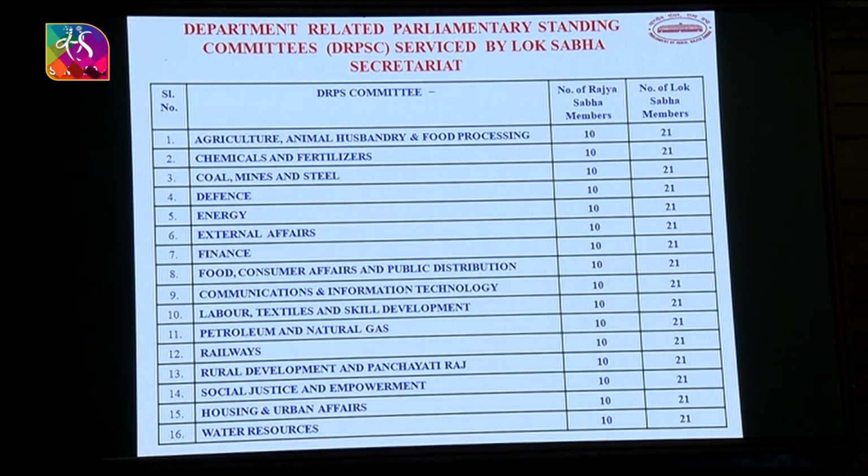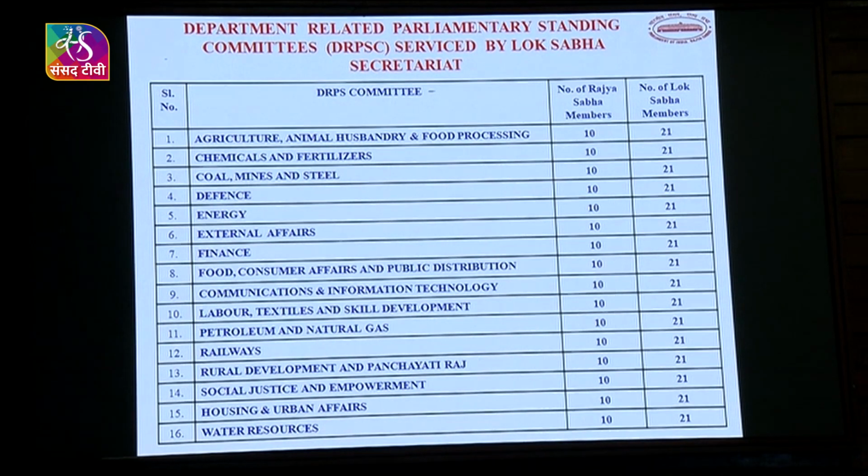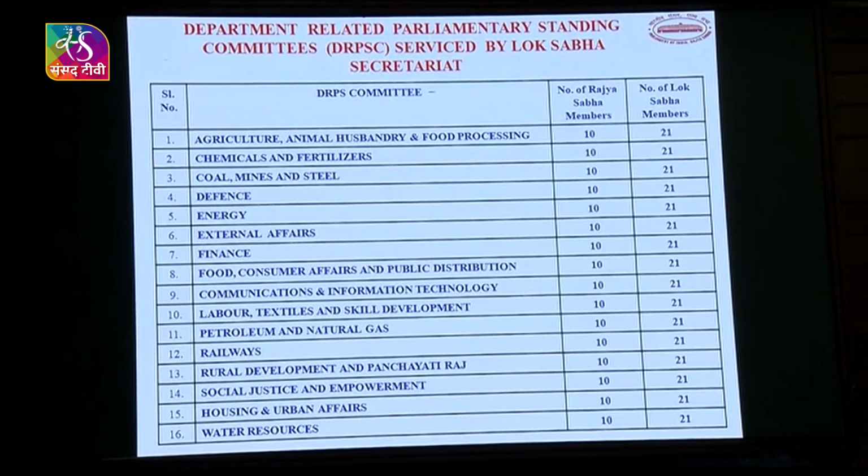This is an overview of the other 16 which are being serviced by the Lok Sabha. Basically the chairman of these committees would be from the Lok Sabha, and the committees serviced by the Rajya Sabha would be chaired by members of the Rajya Sabha. But members are common in both, from the Lok Sabha as well as the Rajya Sabha, on all these committees.